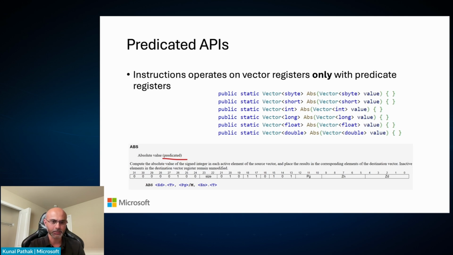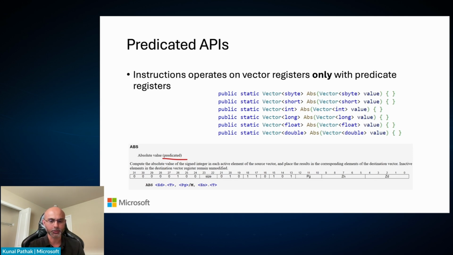And if you see at the bottom, the instruction takes PGM, which is basically a predicate register, and the predicate register tells that only this many lanes need to be calculated for absolute value, for the others do not touch. So what we did in .NET 9 is we exposed this ABS API, and that just takes one operand and it doesn't take the predicate operand.